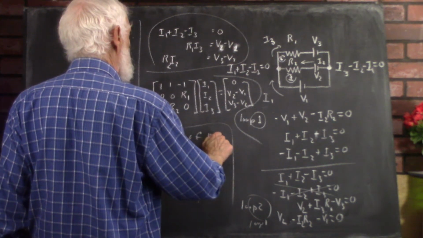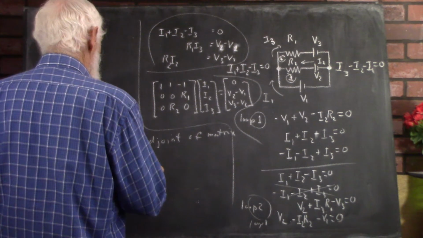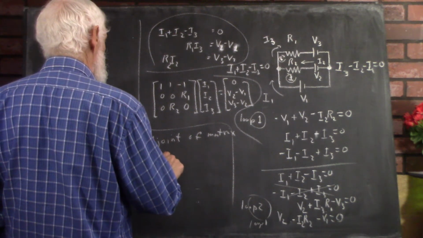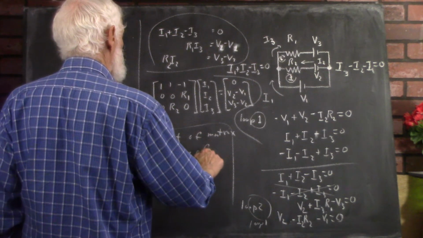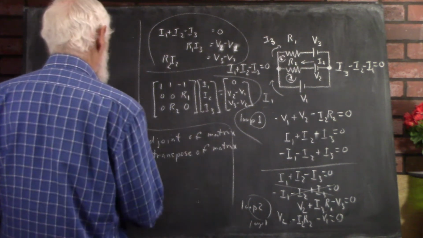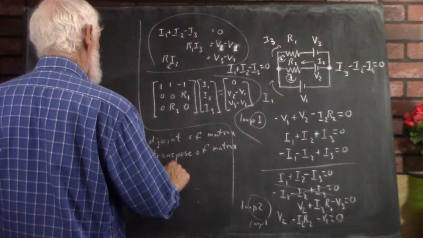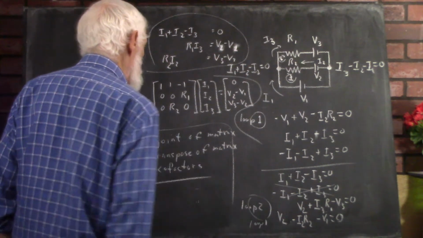The adjoint of a matrix is a transpose of the matrix of cofactors.